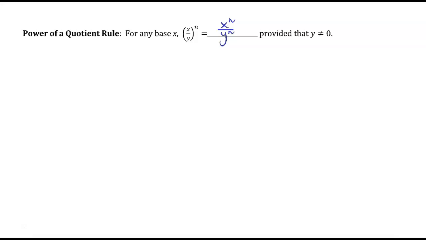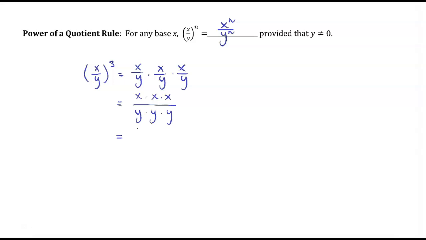Let's think about why this is true. Suppose we had simply x over y raised to the 3rd power. That means we need 3 factors of x over y. That's x over y times x over y times x over y. Since we have 3 fractions multiplied together, we can multiply the numerators together, and we can multiply the denominators together.